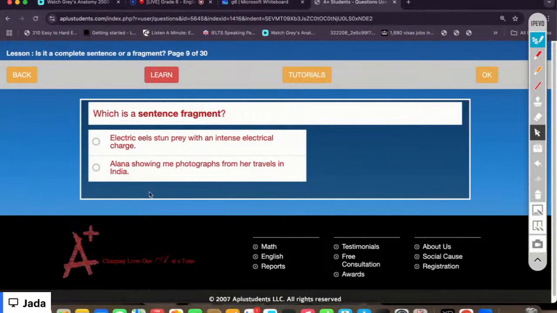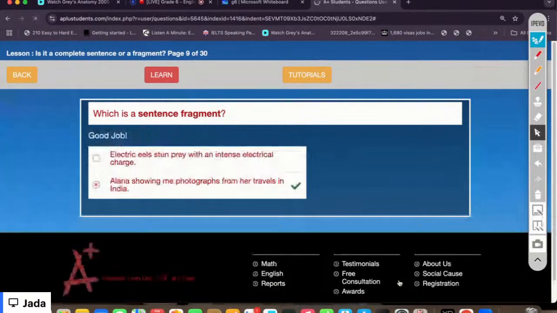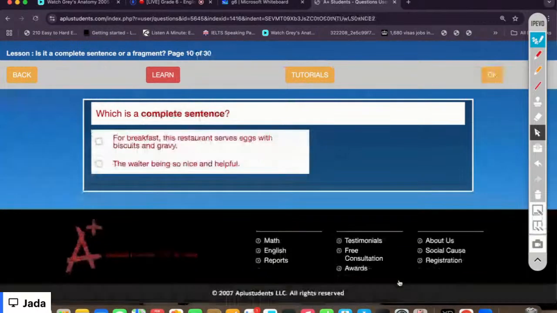So it has to be Alana showing me photographs, because it's supposed to be Alana is showing me, so it's missing a helping verb. All right, so which is a complete sentence? For breakfast, this restaurant serves eggs with biscuits and gravy. The waiter being so nice and helpful. So what is the complete sentence over here?